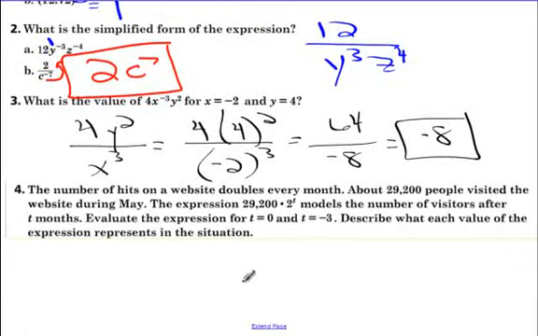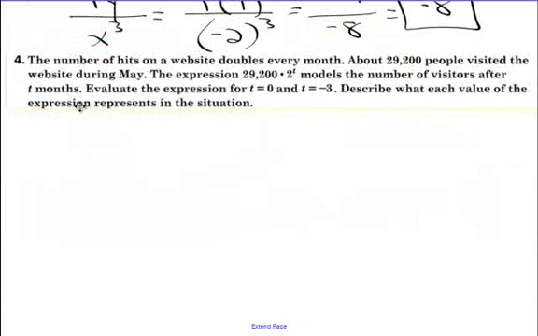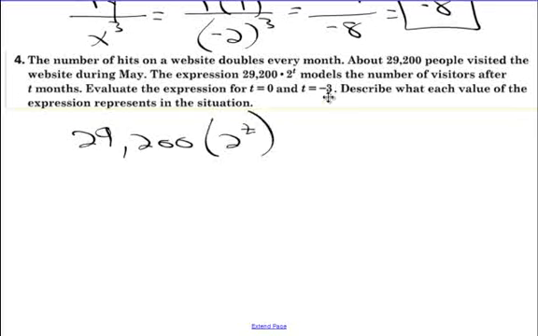Then we ran into this word problem. The number of hits on a website doubles every month, so it must be popular. About 29,200 people visited the website during May. The expression 29,200, I'm going to need that, 29,200 times 2 to the t power models the number of visitors after t months. Evaluate the expression for t equals 0 and for t equals -3.